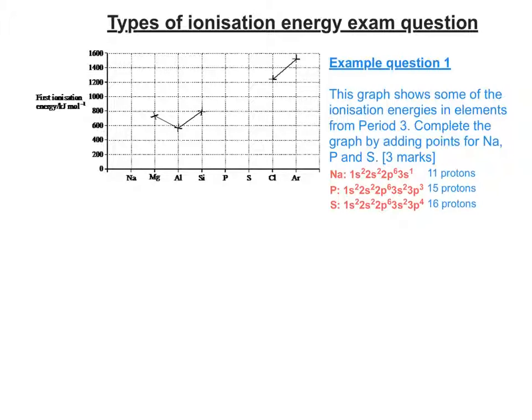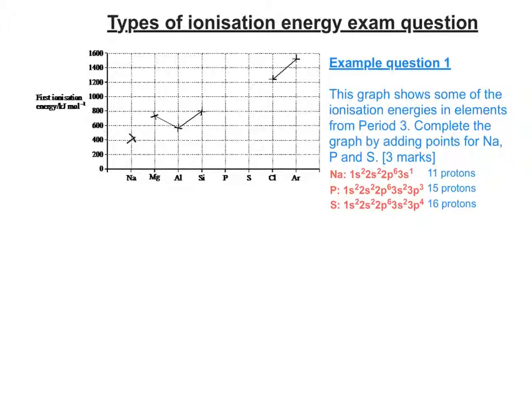So looking at the fact that sodium has 11 protons, magnesium is the next along in that particular part of the periodic table, so magnesium is going to have 12 protons. So I would suggest that you could put sodium there.